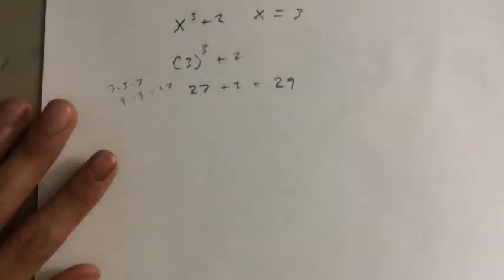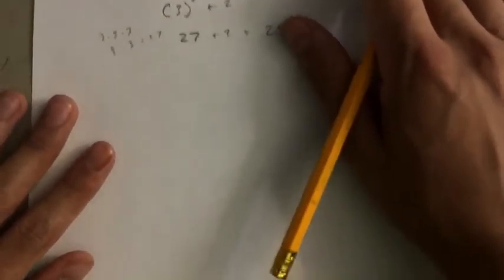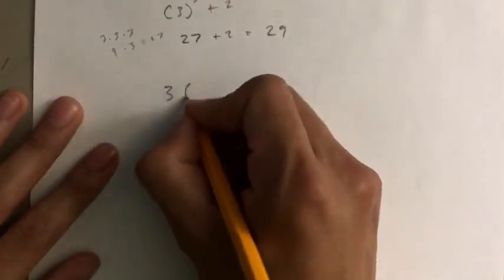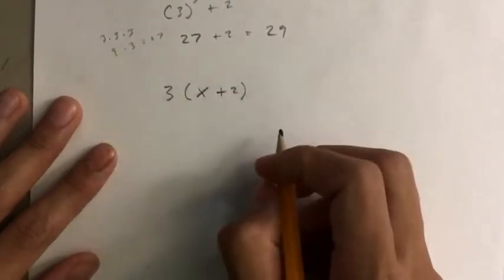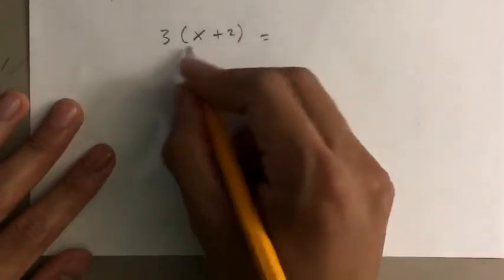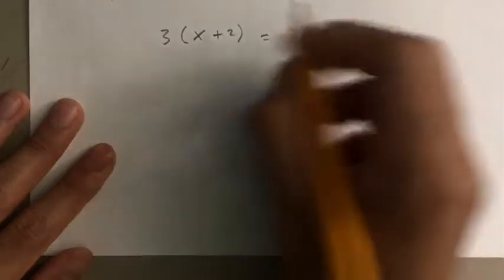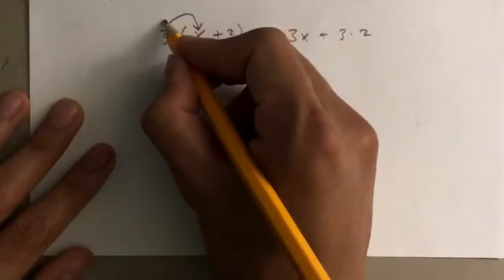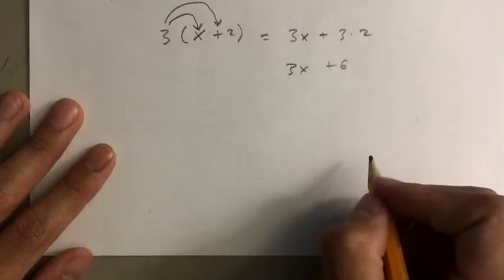Now, we're going to learn about the distributive property. Now, the distributive property is something that you're going to use over and over again in algebra. Now, let's do it. So what is 3 times parentheses x plus 2 close parentheses? Well, the way the distributive property works is that this is equal to 3x plus 3 times 2. And what I did here was I multiplied 3 times x, and then I added that to 3 times 2. And when you evaluate this, it's 3x plus 6.